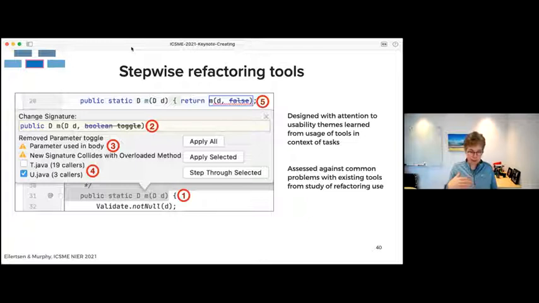You can then do several things. You can apply everything, which works exactly like an existing refactoring tool, or you can do this step through selected approach, which steps you through the refactoring one by one, so that especially those developers that like to understand local impact could go through and decide which pieces of the code that they actually want the refactoring to apply for.